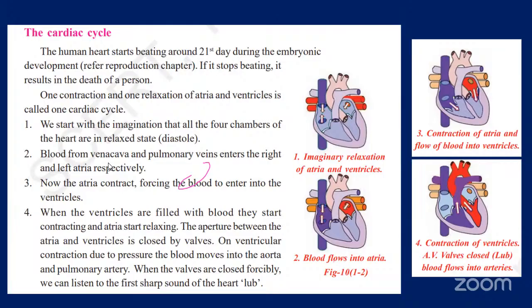And blood from the vena cava and pulmonary veins enter the right and left atria respectively. Pulmonary veins and blood from the vena cava, posterior vena cava and inferior vena cava, enter the right and left atria respectively. Like this. And when the ventricles are filled, sorry, now the atria contract, forcing the blood into the ventricles.